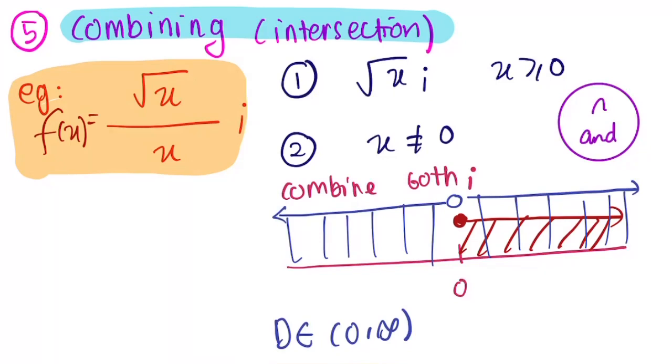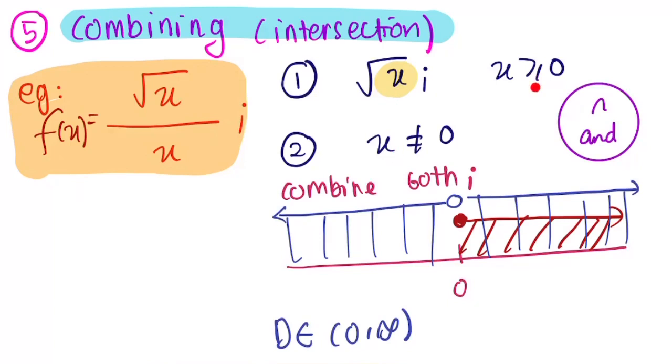Now, what if you want to combine with intersection? So, for combining intersection, you must take care of the domain in the numerator and you must intersect with the domain in the denominator. So, let's see here, domain for your numerator, you have square root of x. So, the term under the root must be more or equal to 0. And then let's intersect. And another one, you have x in your denominator, so x cannot be equal to 0.